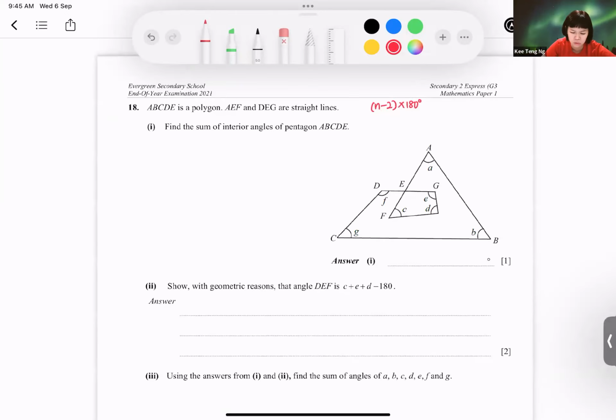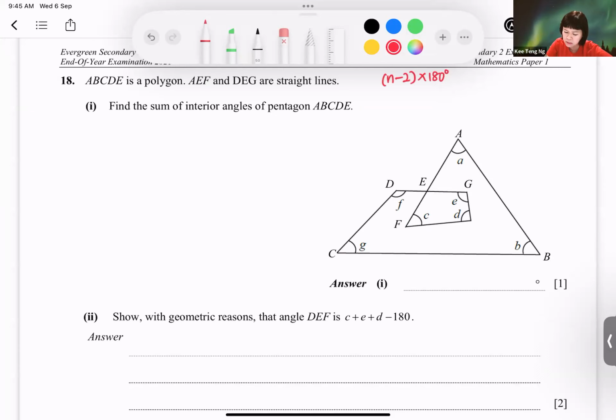Okay, and then they say A, B, C, D, E is a polygon, and you have A, E, F, and D, E, G are straight lines. Find the sum of interior angles of polygon A, B, C, D, and E. Interesting question. So technically, I need to find 1, 2, 3, 4, 5. Is it 5? 1, 2, 3, 4, 5.